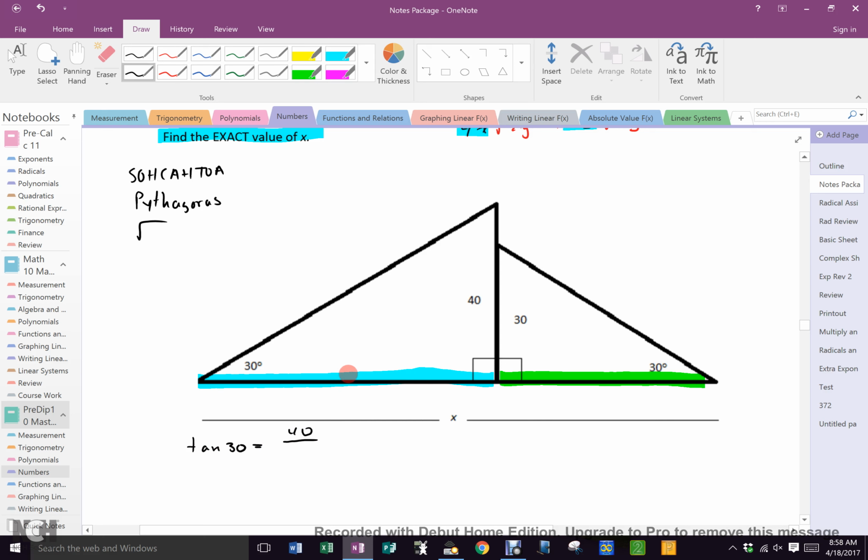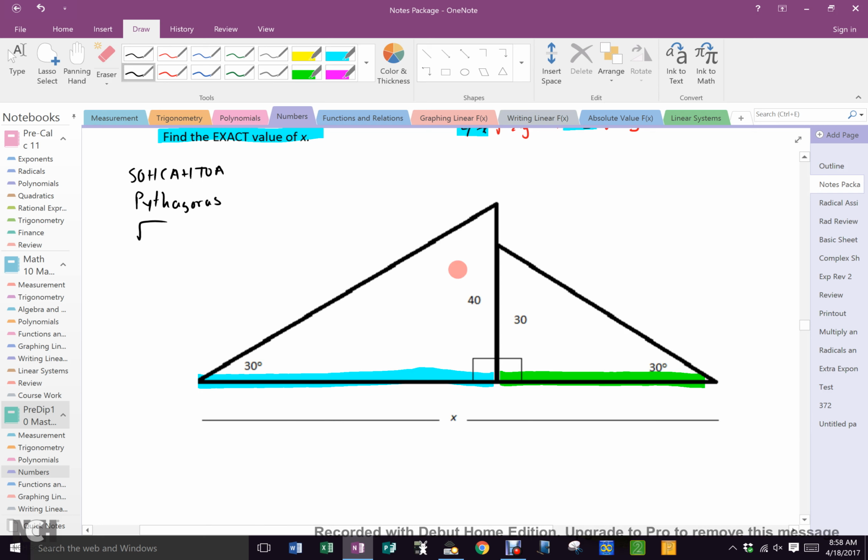Which I assume you gave another variable to. You didn't make it x. A, right? Opposite over adjacent? Yeah? Okay. And some people over here probably did tan 30 equaled 30 over b. I bet some people did that, yeah? And then you went through and did your work. Agreed? Okay.